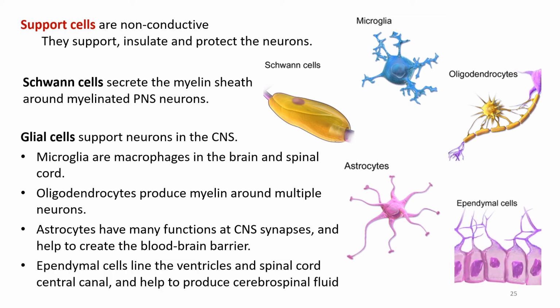Another type of glial cell, ependymal cells, line the ventricles and the spinal cord central canal. And these are the cells that help to produce cerebrospinal fluid, CSF.